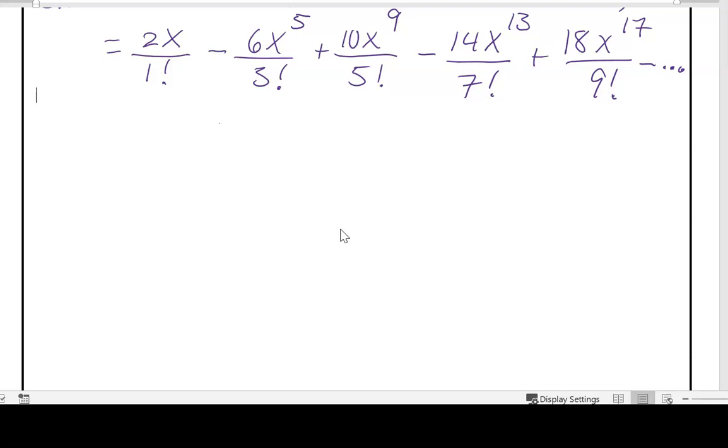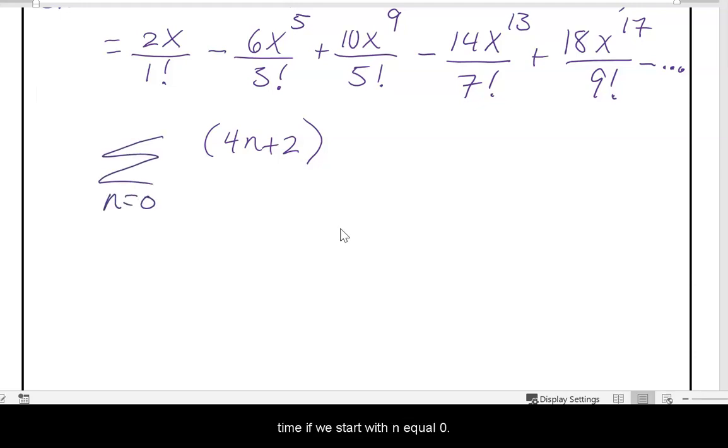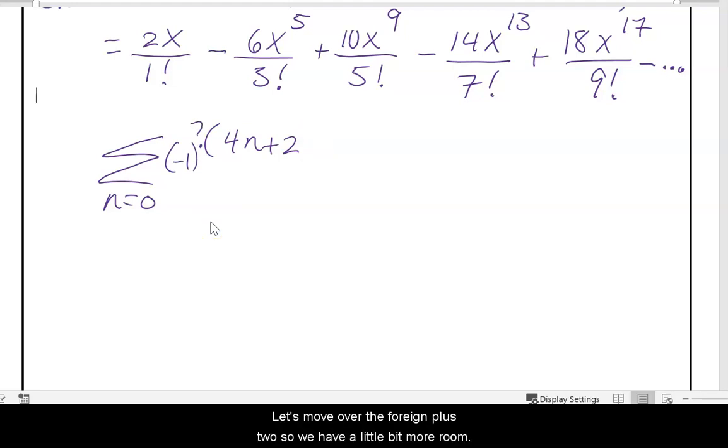and adding 2. Let's write this down first so that you can see that this pattern will work for the coefficients on the second, third, fourth, and fifth terms. Then we'll back it up to see if it will work, in fact, for the first term if we start with n equals 0. Again, when n is 1, the first value will be 4 times 1 plus 2, which will give me a 6. I'll need to fix an alternating behavior here as well, so I need a negative 1 to some power. Let's move over the 4n plus 2 so we have a little bit more room.